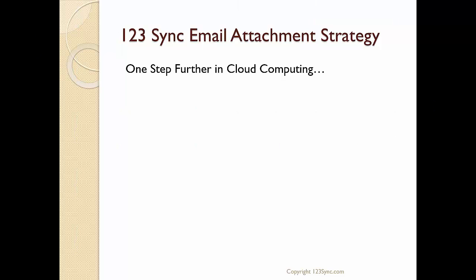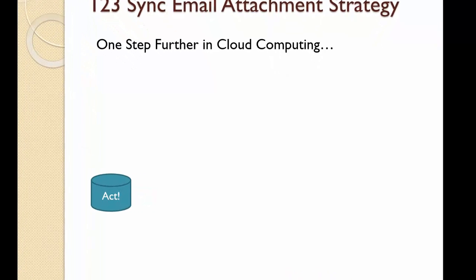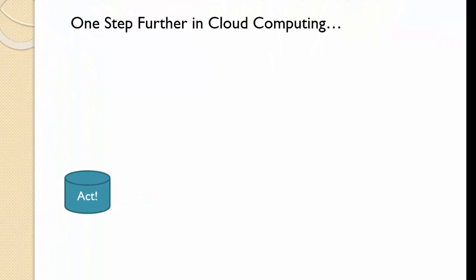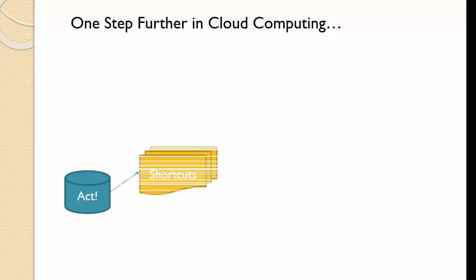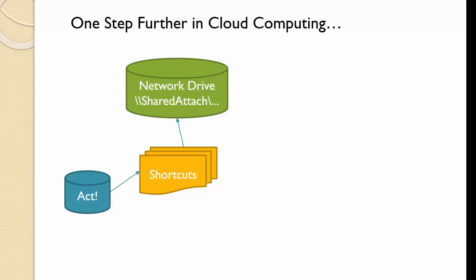One of the problems about us here at 123sync is that we see a design like this and we always think we can do better. So let's have a look again at our solution. Here we have an ACT database. And what we do with the current implementation is we create a shortcut, and the shortcut, of course, accesses a network drive.